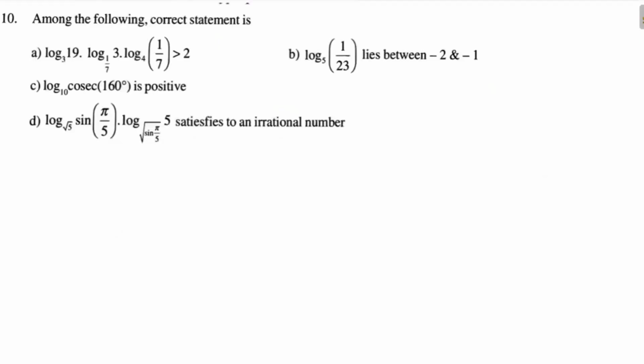First part we are okay. Now this is not true. Now let's look at this. Cosec 160. Now again we have to understand what cosec 160 is going to be. So cosec 160 is going to be 1 upon sine 160.